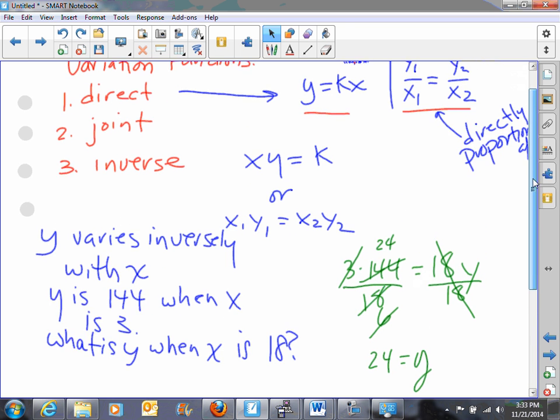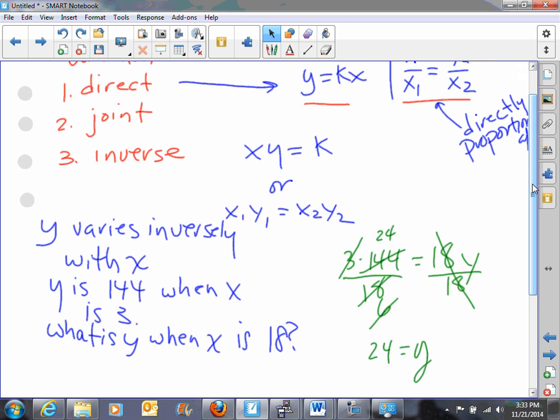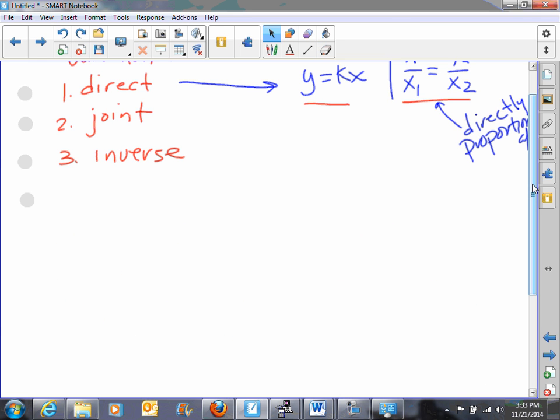Now, the fourth type of variation that they talk about is combined variation. Once we have direct variation and inverse variation, combined variation gives you something like this. Let's first of all put up here combined variation. This is for combined variation. Now, this one's a little bit more complicated.